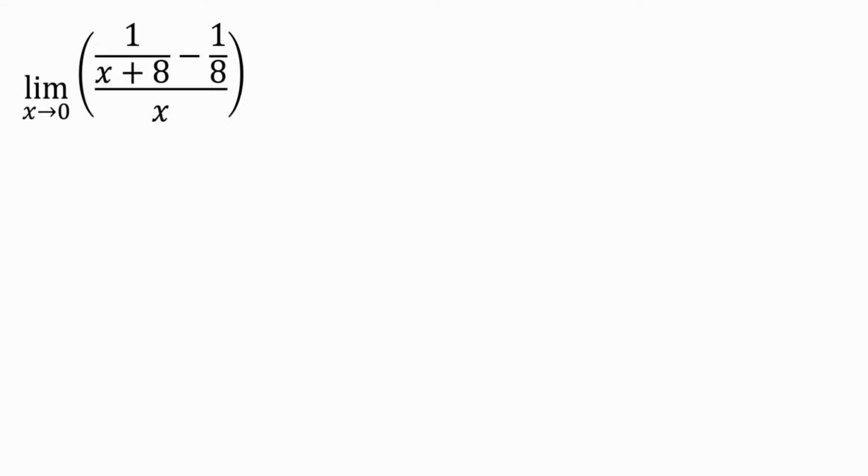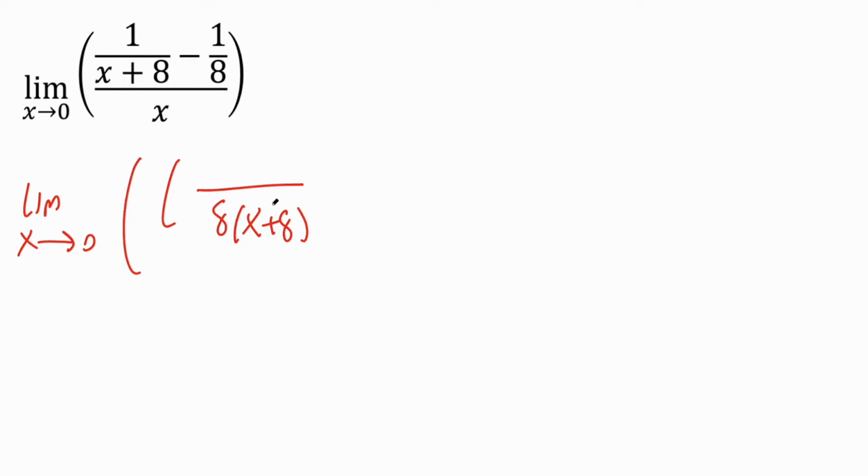One thing we could do is maybe if we get a common denominator, something might cancel out. So let's try that. So we have the limit as x approaches 0. We could do the common denominator to be 8 parentheses x plus 8. If we do that, then this piece right here we have to multiply by 8. So we would get 8 minus, now this piece does not have x plus 8, so we have to multiply 1 by x plus 8.